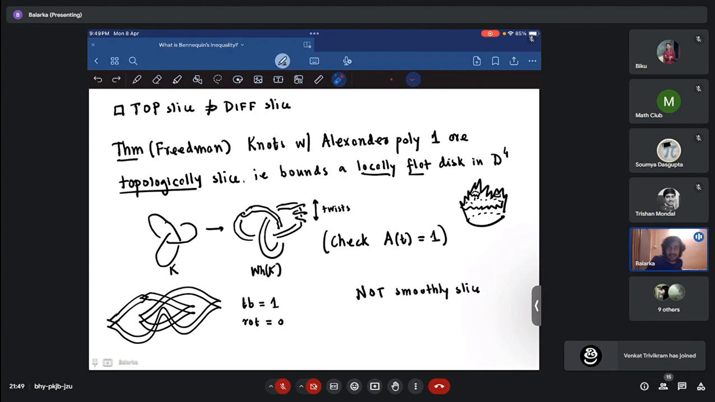The Alexander polynomial is an invariant of a knot. I won't define it here, but you can look that up. There's a nice skein relation you can use to compute it explicitly for some examples.